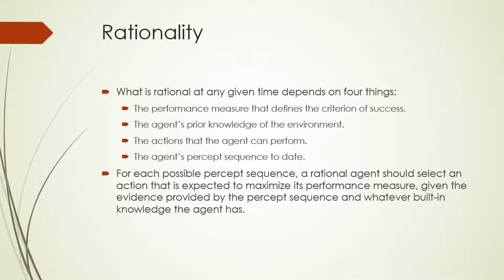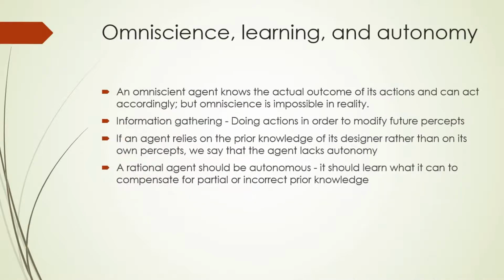So there are quite a number of things which a rational agent, or rationality, depends on at any given point in time. We should have that in mind. After defining the rational agent, you find that there is rationality, then there is what we might term as omniscience.